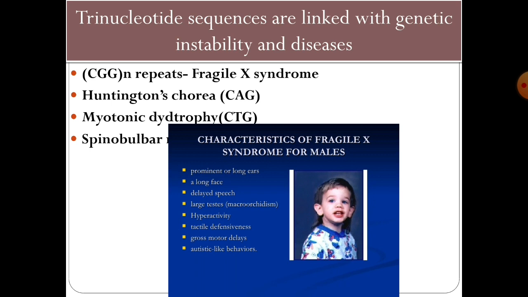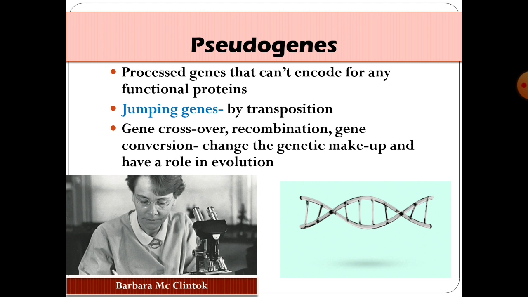Since I have mentioned Fragile X syndrome, one of the diseases, they have prominent long ears and a very long face. This is a child's face, so the length is not seen, but adults will have a very long face, delayed development, mental retardation, delayed speech, and large testes, macroorchidism. Then hyperactivity will be seen, tactile defensiveness, gross motor delays, and autistic-like behavior. They will be mildly autistic also. As per the expression of the disease, there may be some variation in the symptoms and signs. So, that was about the trinucleotide repeats.